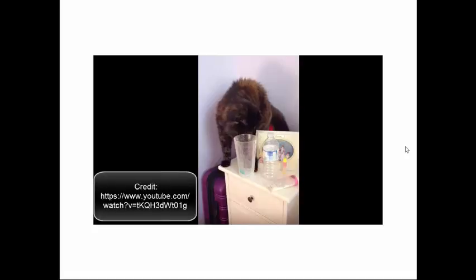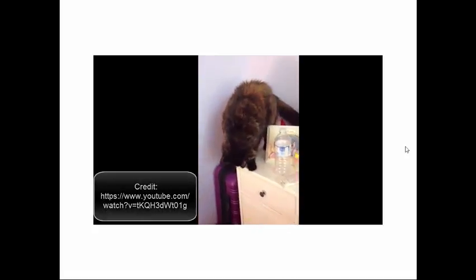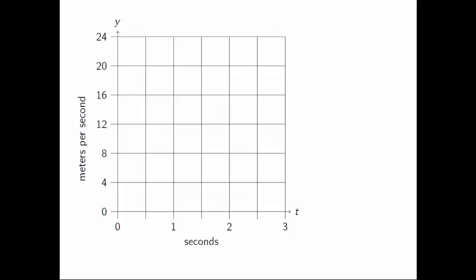I want you to consider a simple scenario. You push a sack of rice off a balcony. It falls for 2 seconds, and at the 2-second mark, it hits the ground. Let's make a simple model for the velocity of this falling sack of rice.